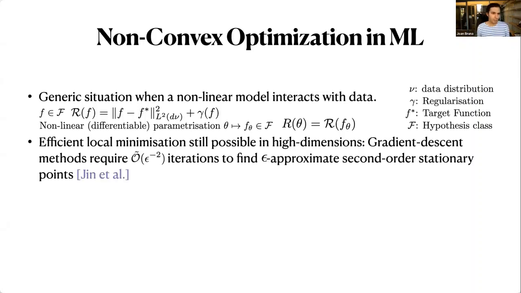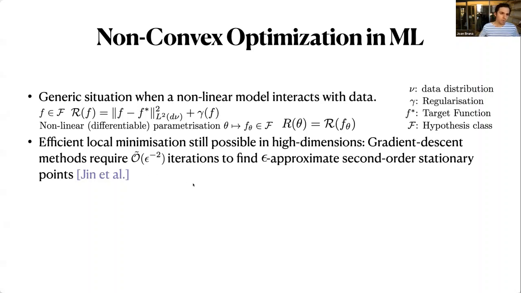What can we do in the non-convex case? Well, we can still find local minima quite efficiently. And we know from a series of works, culminating in the papers by Chi Jin, that we can find second-order stationary points in a way that is essentially insensitive to dimension. Right, here there's no dimension cost.